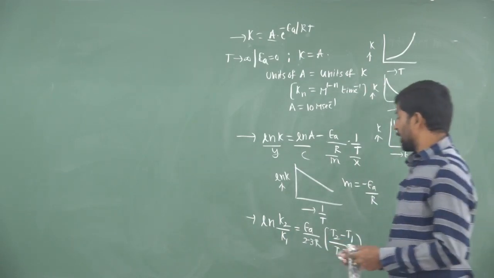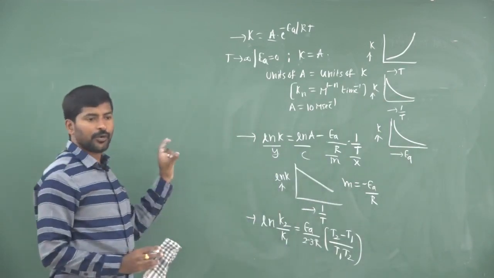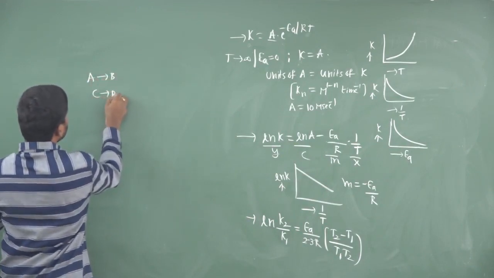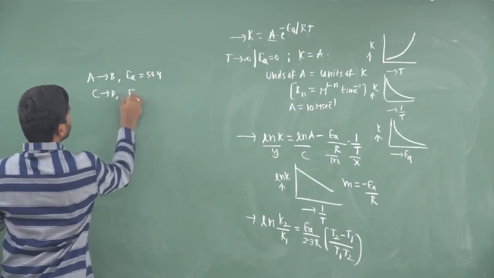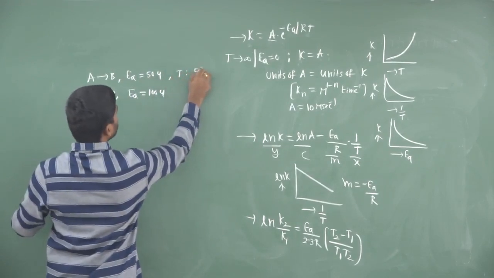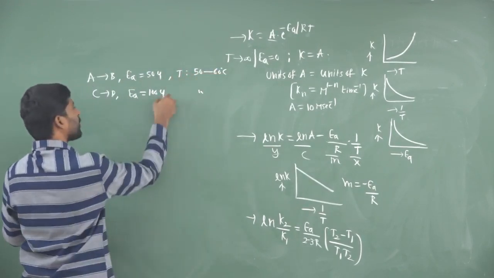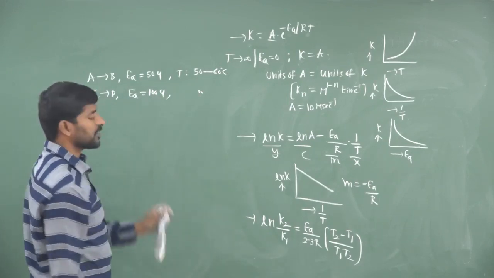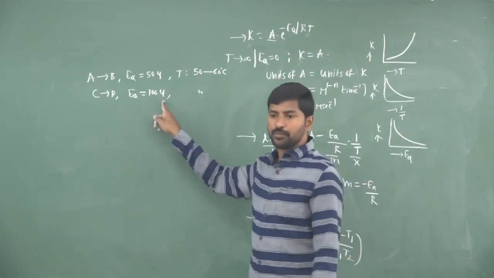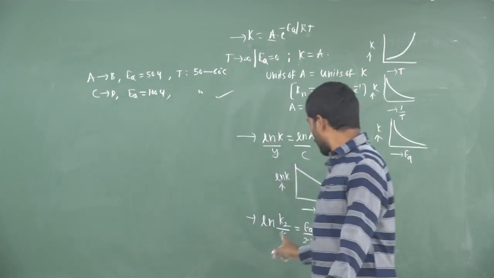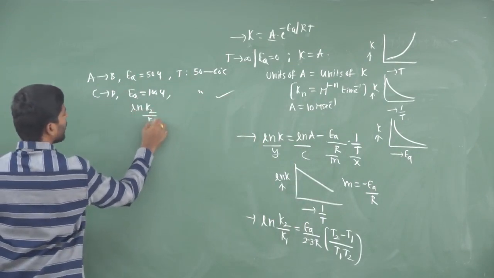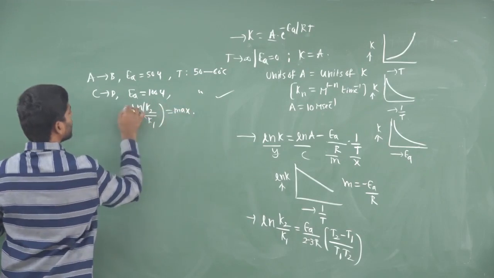If you have two reactions, reaction A to B and reaction C to D, with activation energy here 50 units and here 100 units, and in both cases I am raising the temperature from 50 to 60 degrees centigrade, which reaction is more sensitive to temperature changes, the first or the second? The second reaction is more sensitive, where the ln K2 by K1 value is maximum.